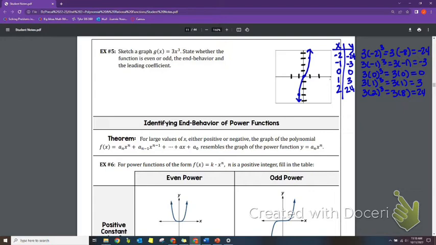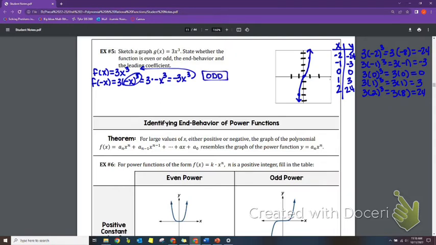All right, state whether the function is even or odd. So again, we know f of x is 3x cubed. So we're going to check f of negative x. So it's 3 times negative x cubed. Remember, a negative x raised to an odd exponent is negative. And so we get negative 3x cubed. Compare it to the original. It is not the same, so it is not even. It's only one term, and the sign did change. Remember, if all the signs changed, then it is odd.